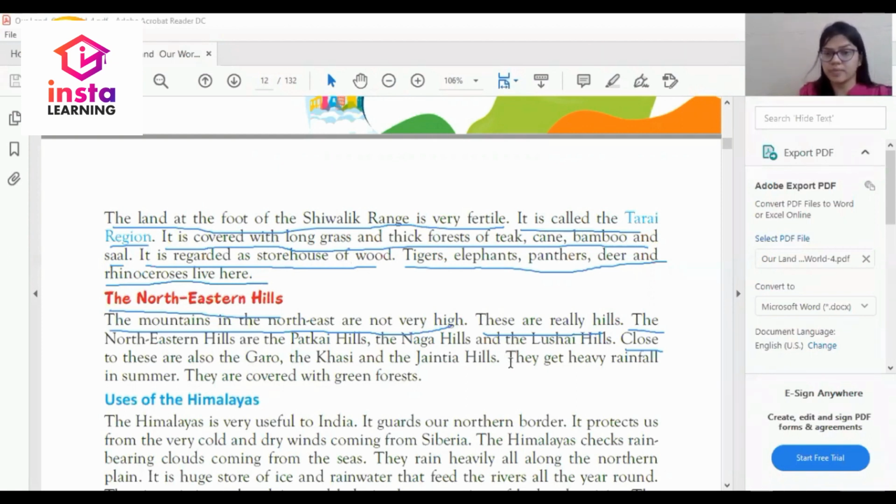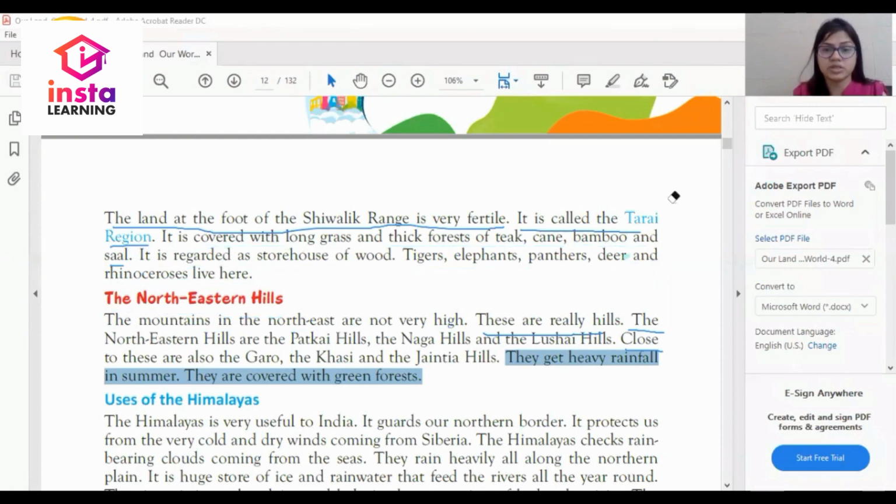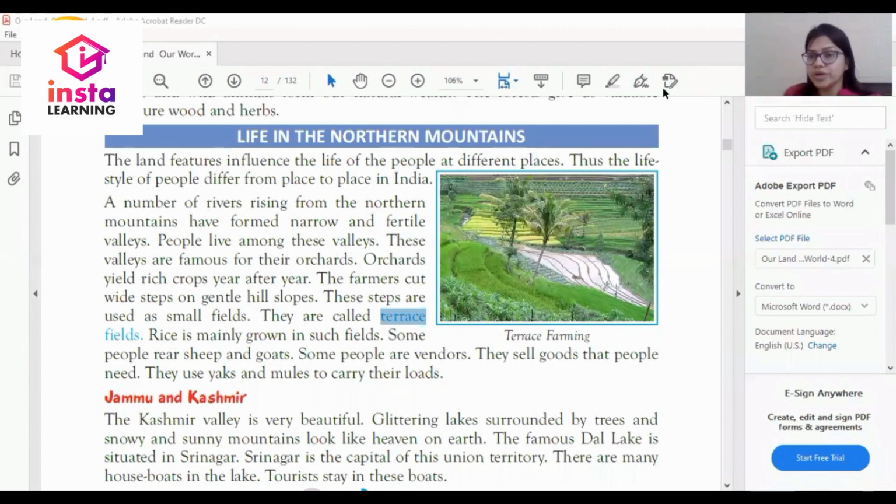As I am highlighting it, they get heavy rainfall in the summer. They are covered with green forest. So this is all about the topic. This is the part of the northeastern hills. So, dear student, let's discuss the second learning objective of the chapter, which is life in the northern mountain.